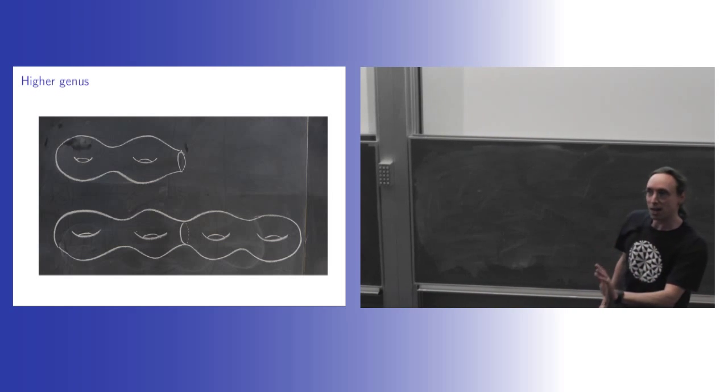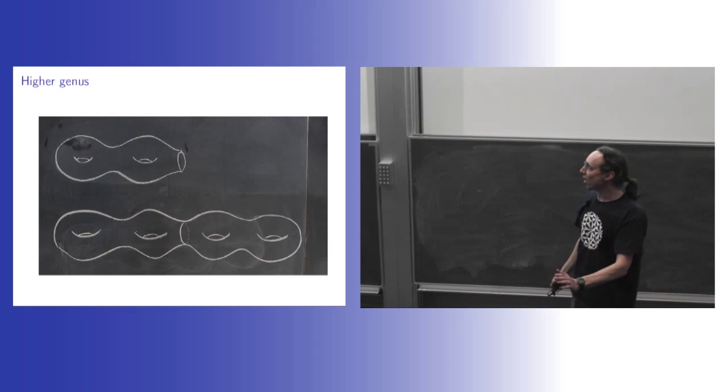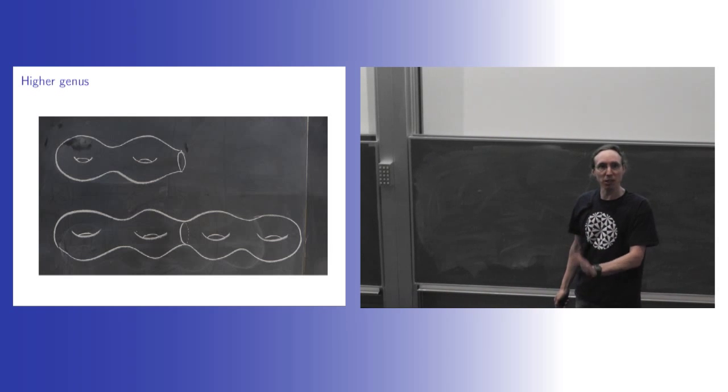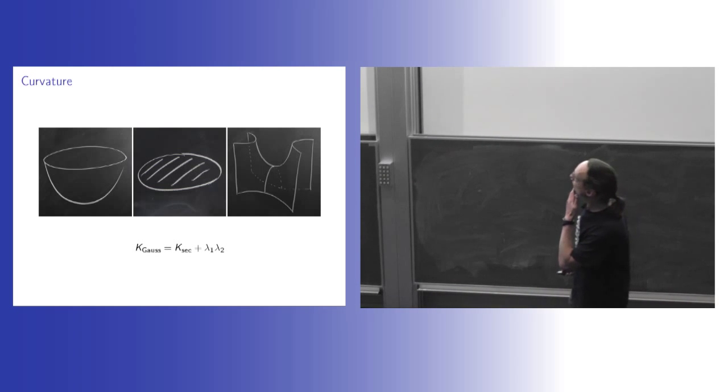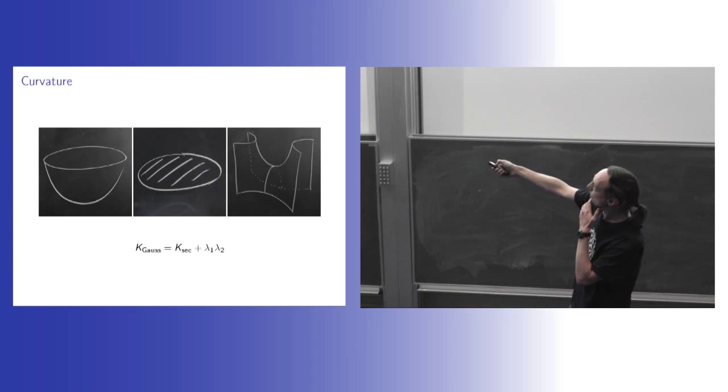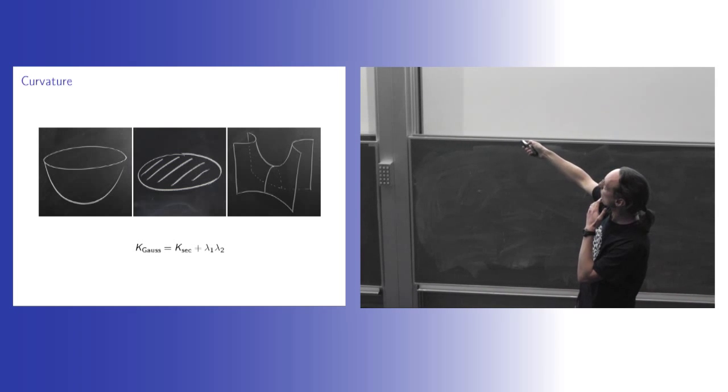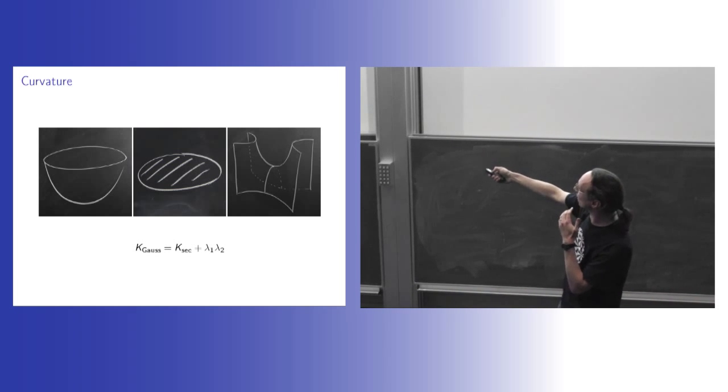Let me just say a very quick word, or really just draw a picture about the geometry of surfaces. So here we are, and here again are my cartoons. The cap, or the cup, I guess a bowl shape really. Here's the disk again. And here's a saddle. And then there's an equation.